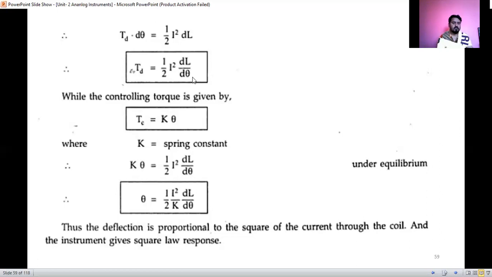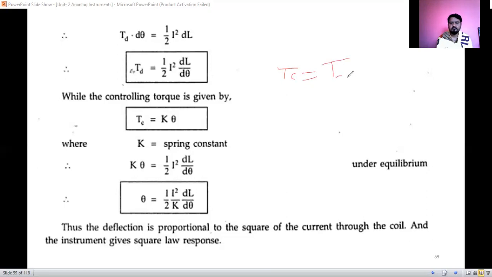So just imagine that the change of inductance is constant and the change of deflection is constant. Then what is this? Later I will tell that. So this is Td. Already we know the controlling torque equals K theta, Tc equals K theta. And we already know that the controlling torque equals the deflecting torque, Tc equals Td.